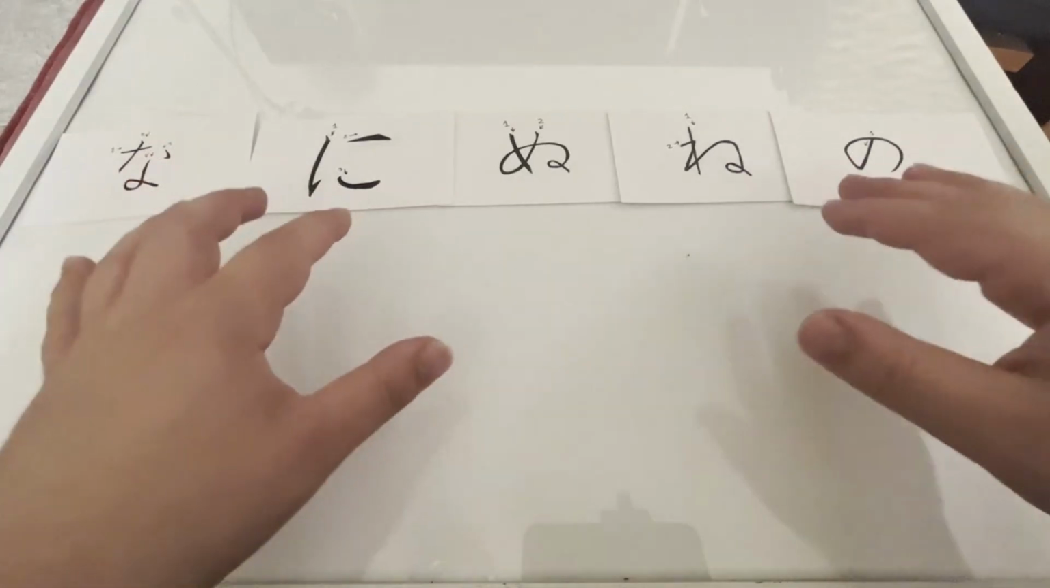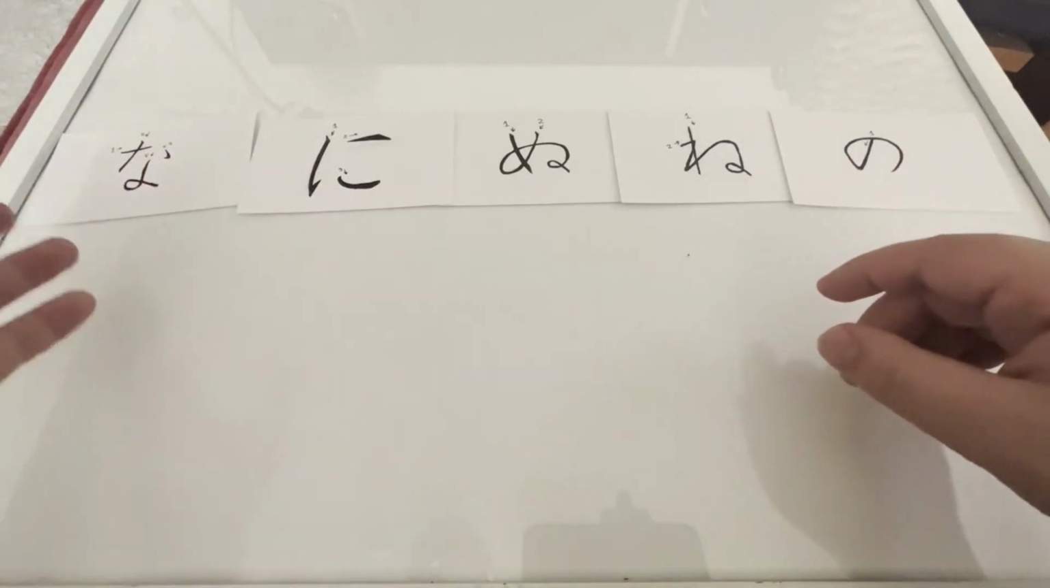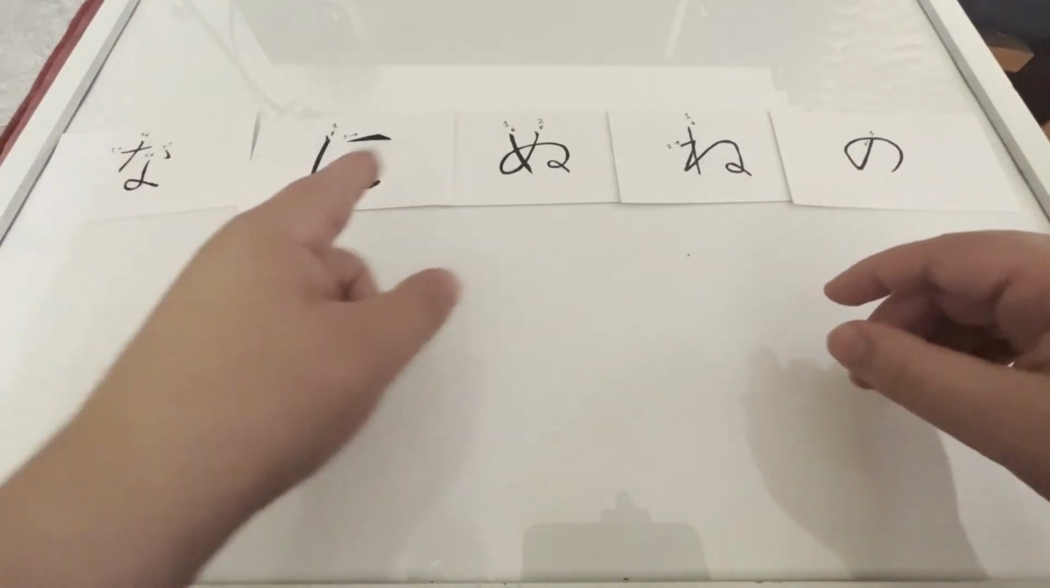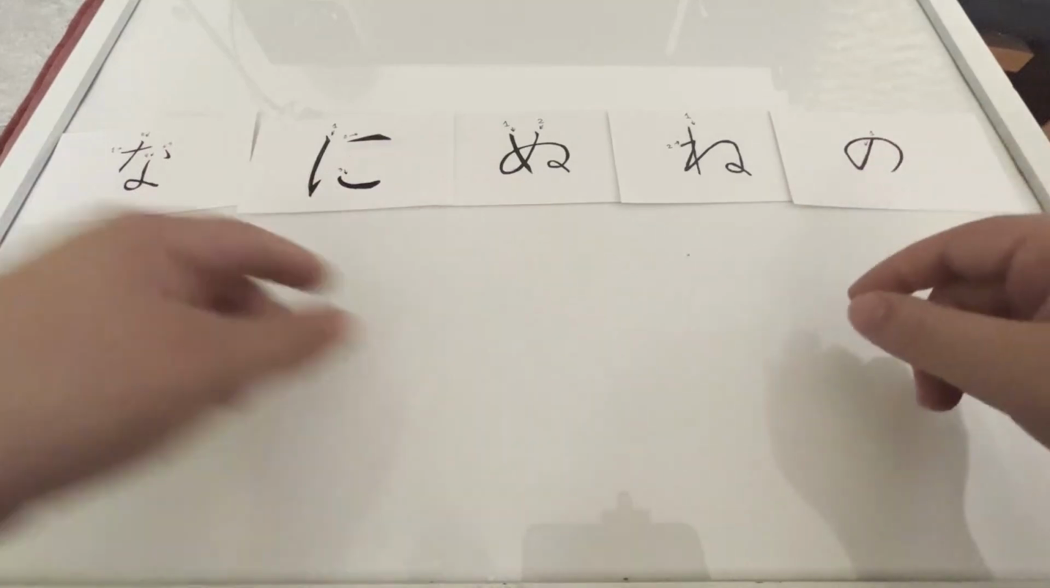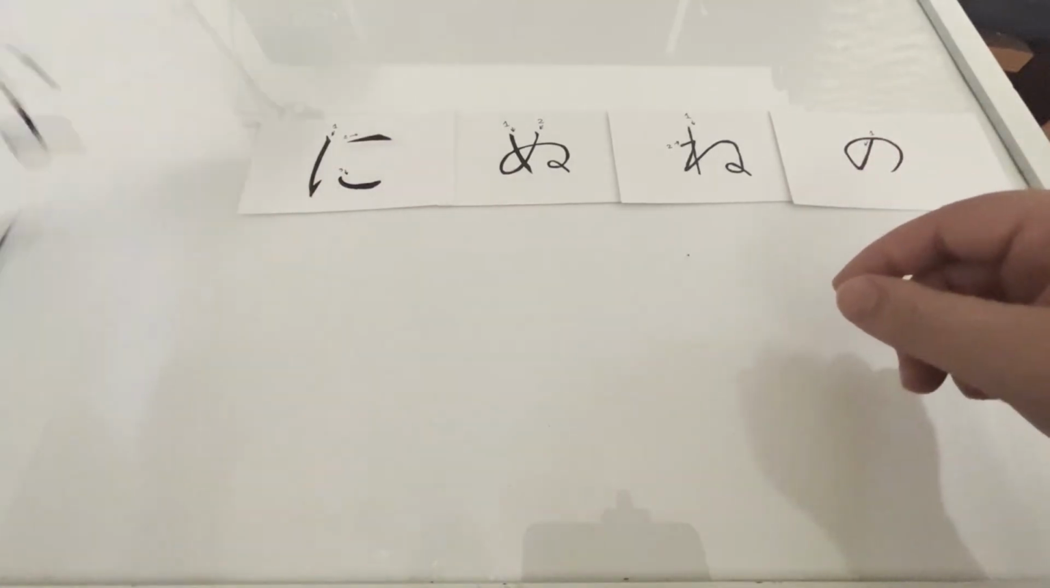The next letters we work on is the N-line series. And these are the 5 sounds that start with the N. So it's na, ni, nu, ne, no. And here we'll start with na.